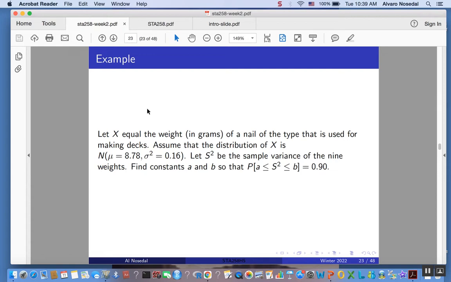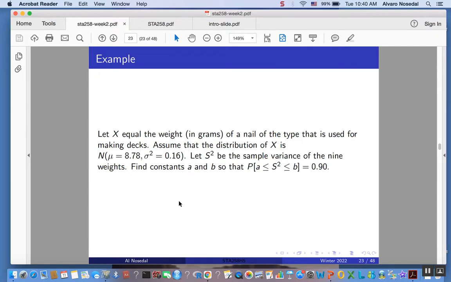So in this case, we are interested in the following random variable, weight. X represents the weight in grams of a nail. Now we're going to be assuming that the distribution of that random variable weight is normal. So x is normally distributed with mean 8.78 and variance 0.16. Next, we draw a sample of 9 observations coming from that random variable x, and we compute s squared, the sample variance.